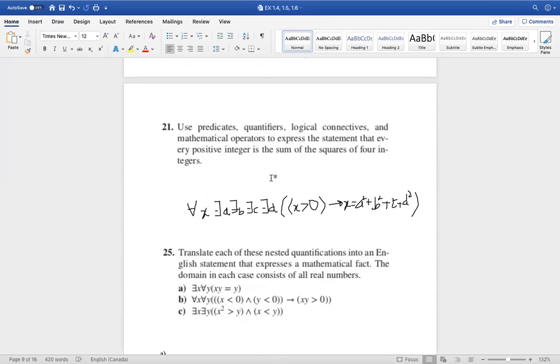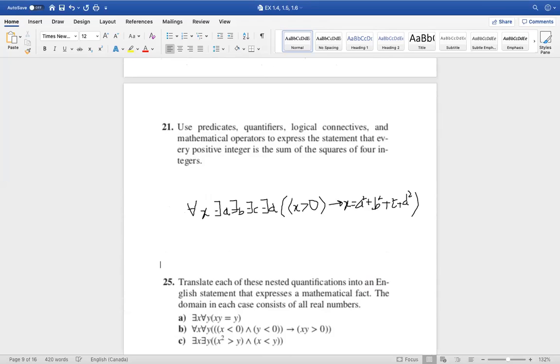Here, this question. So question number 21, we have to use the predicates, quantifiers, logical connectives, and the mathematical operators to express the statement that every positive number is the sum of the squares of four integers. Because we have four integers, we have to represent this somehow.